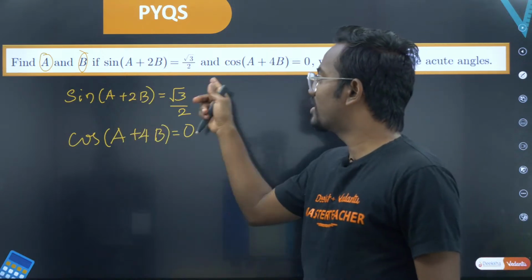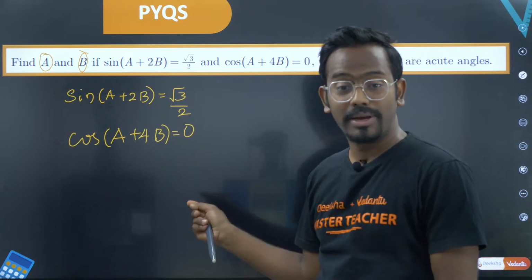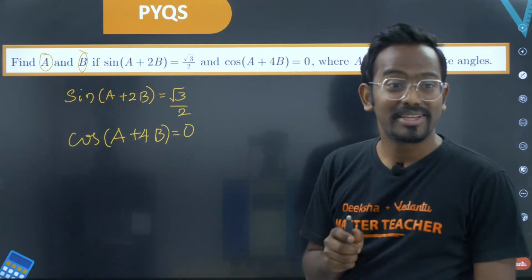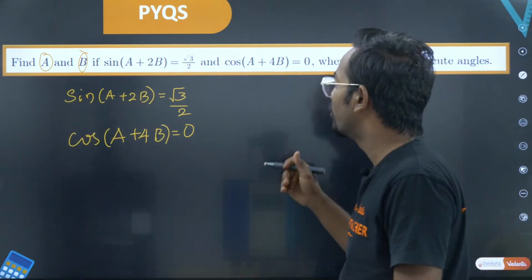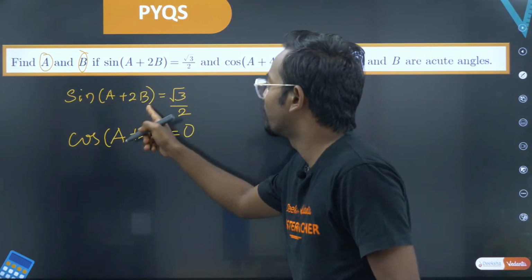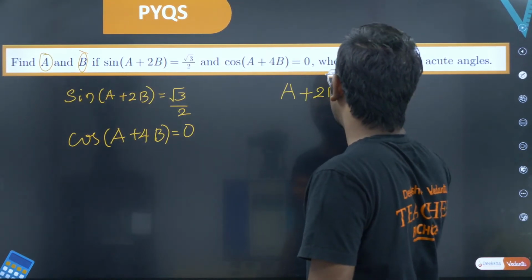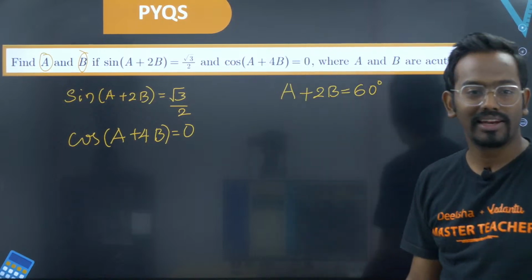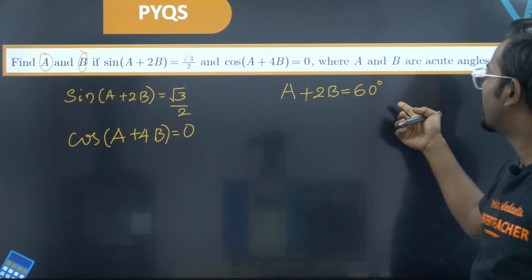So sine of something is root 3 by 2. What is that something? Sine of what is root 3 by 2? Sine 60 is root 3 by 2. In that case, this has to be equal to 60. That's it. This is 60 degrees. Clearly A and B are basically angles. You are supposed to get angles, so that is why I have taken degrees.